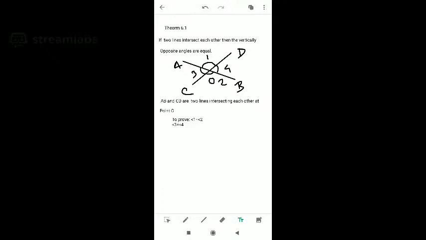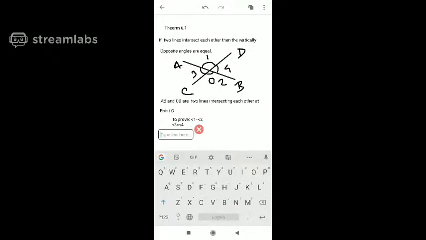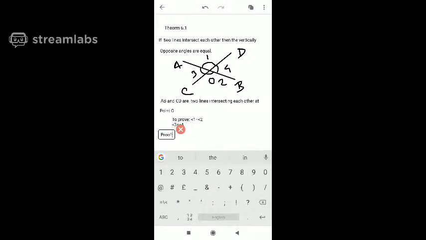Now we will do the proof. The proof will be like this. So here we can see in the diagram, angles 1 and 3 are on the same straight line, 1 and 4 are on the same straight line, 2 and 3 are on the same straight line, and 2 and 4 are also on the same straight line. And as we know, if two angles are on the same straight line, then the sum of them will be equal to 180 degrees. So we will write that.